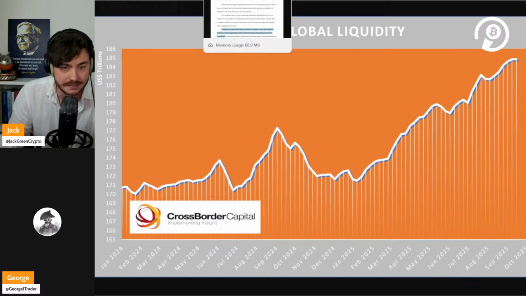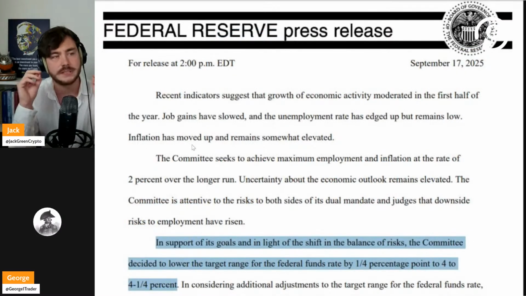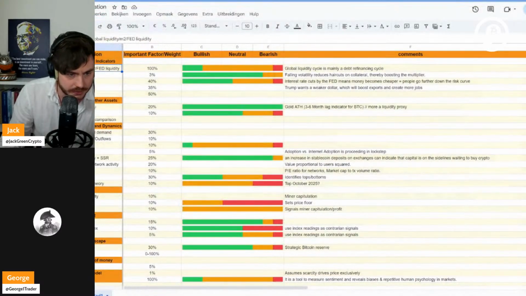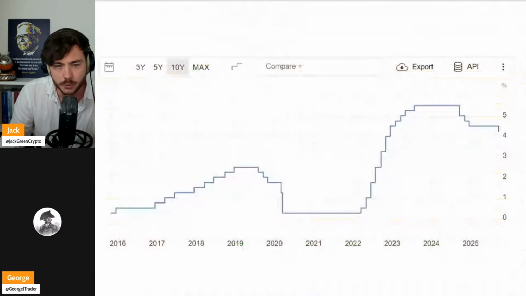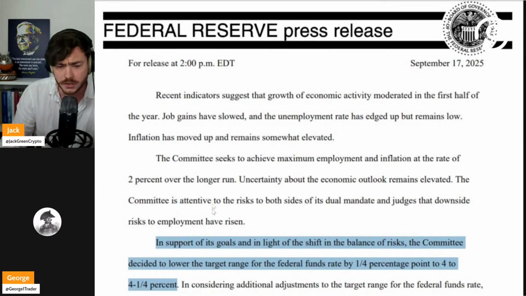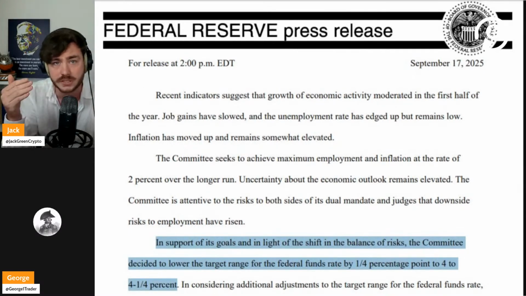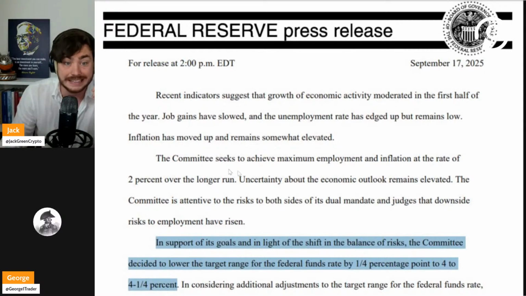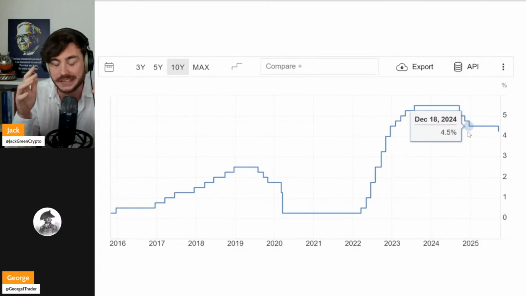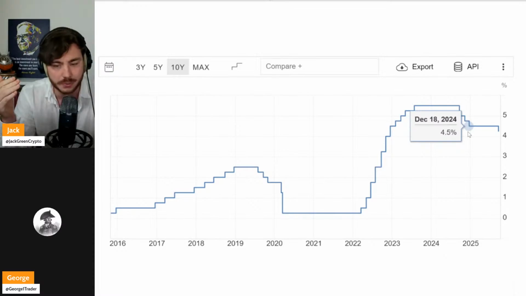So yeah, like I said, the next part is interest rates, and interest rates are kind of important. I gave it 40%. Interest rates are pretty important, but to me, it's more important for altcoins. So as we know, last week, the Fed cut its interest rates by 25 basis points. And the main reason was that there was downside risk to employment. And this is the first cut since December 2024. So this was a pretty big deal. And because it was a pretty big deal, I think it was fully priced in.